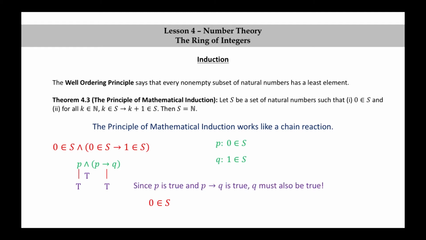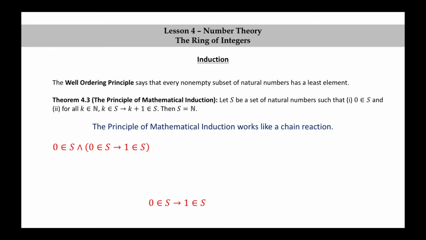Since both P is true and P implies Q is true, Q must also be true. So Q in this case is 1 is in S. So it follows that 1 in S is also a true statement. We can now apply the same reasoning by replacing k by 1 to get that 1 is in S, and using condition 2, 1 is in S implies 2 is in S to give us that 2 is in S. And we can repeat this reasoning to get that 3 is in S, and so on. 4 is in S, 5 is in S, and so on, that every natural number is in S, so that S is equal to the set of natural numbers.